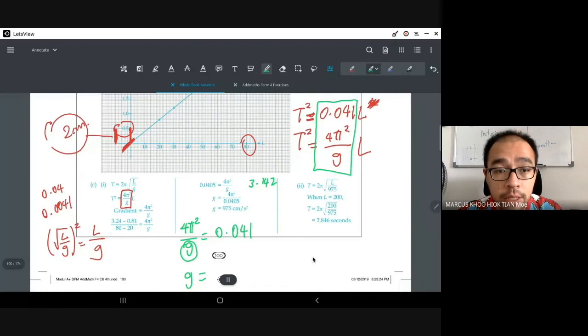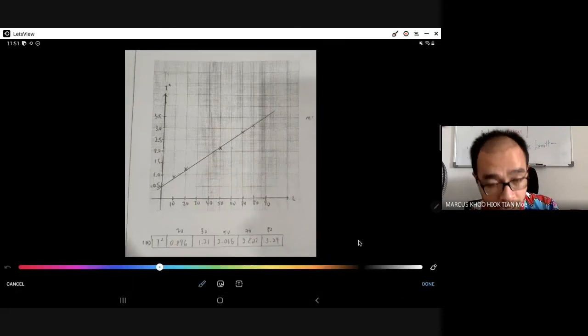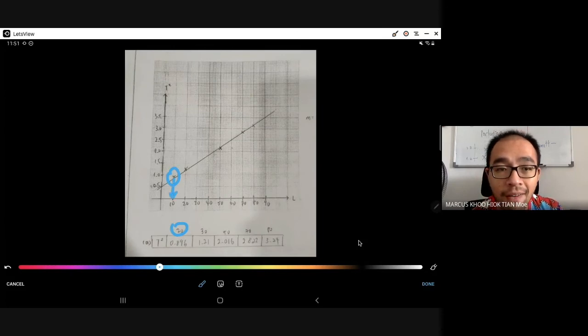Stephanie, have you finished counting? How much is your G? Deborah, I think you have plotted wrongly, because this is supposed to be 20, but you plotted at 10. The good news is your best fit is nice, but you plotted at the wrong place. That's why everybody else's graph can reach 0. But never mind, you can rub it off and try again.